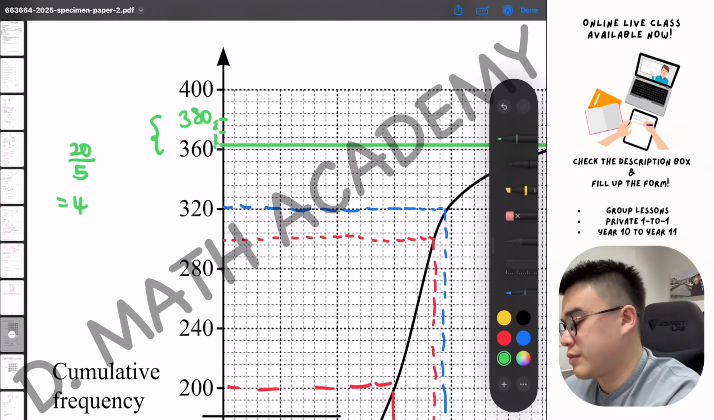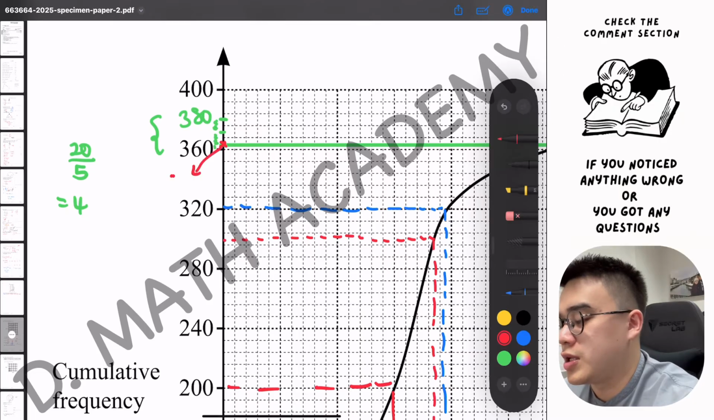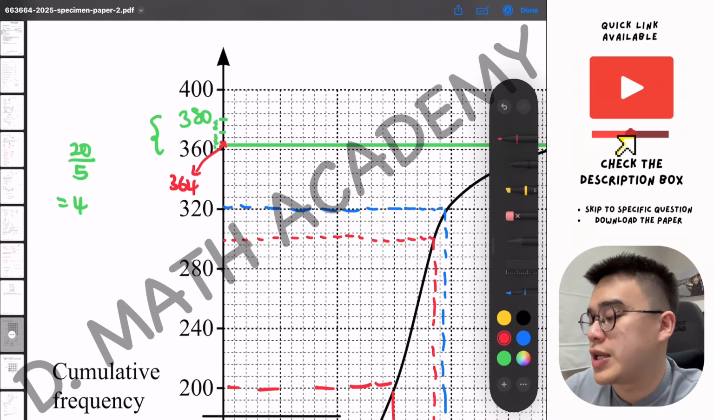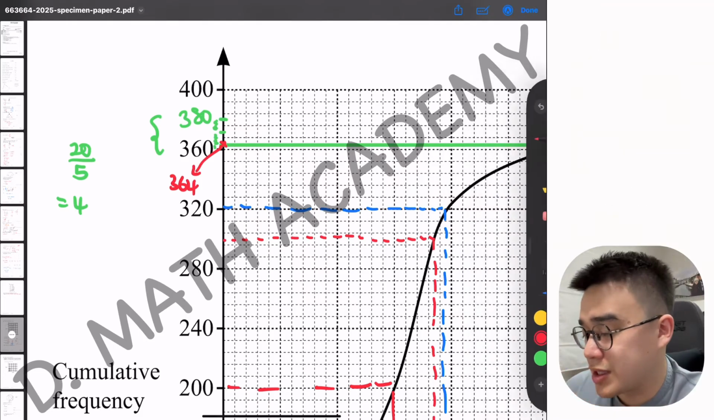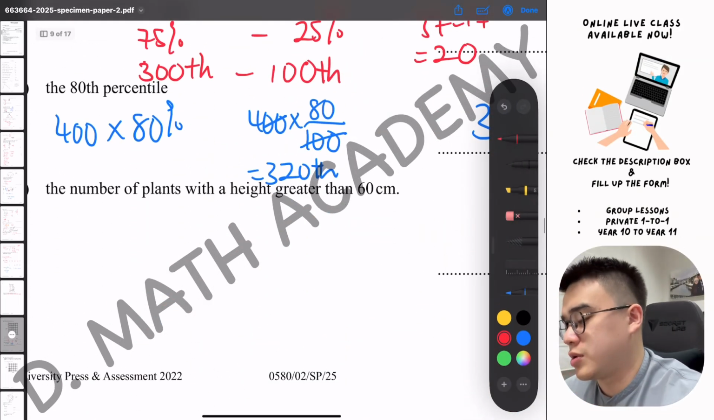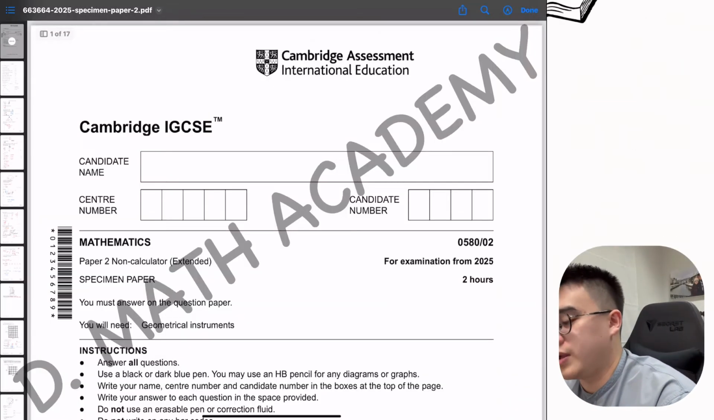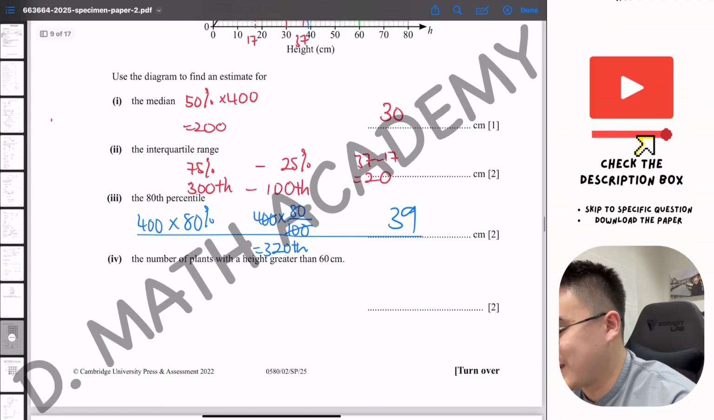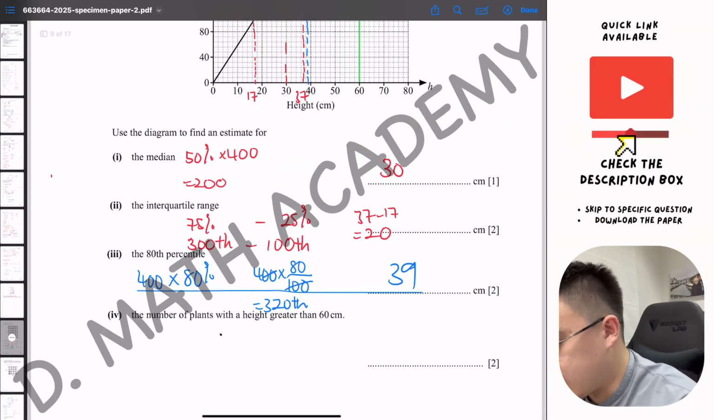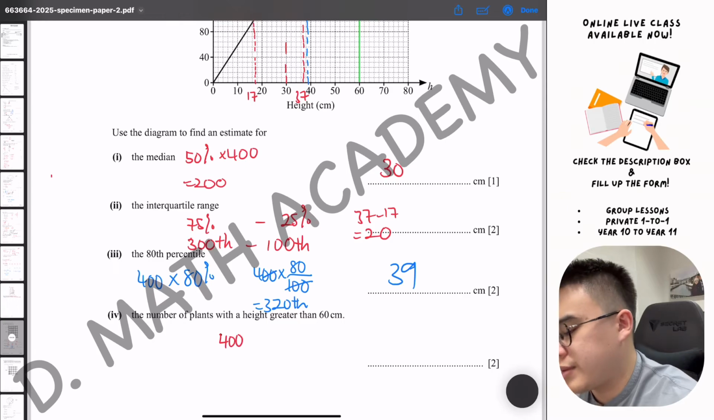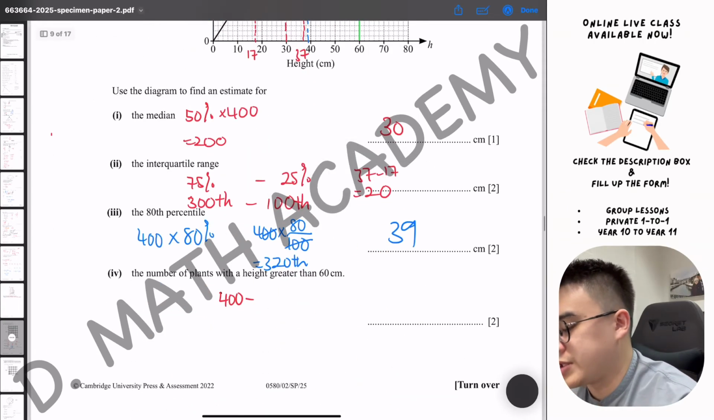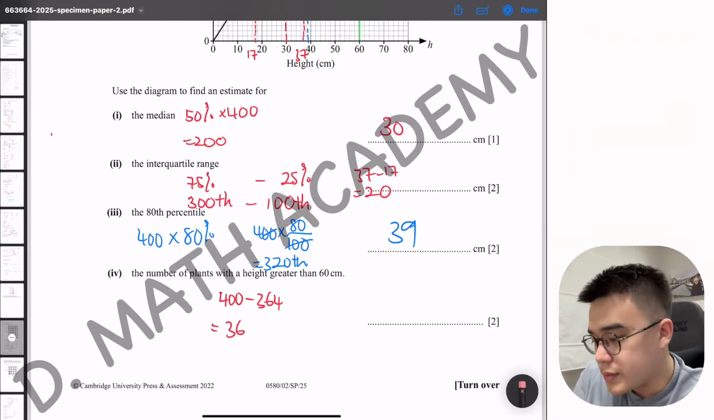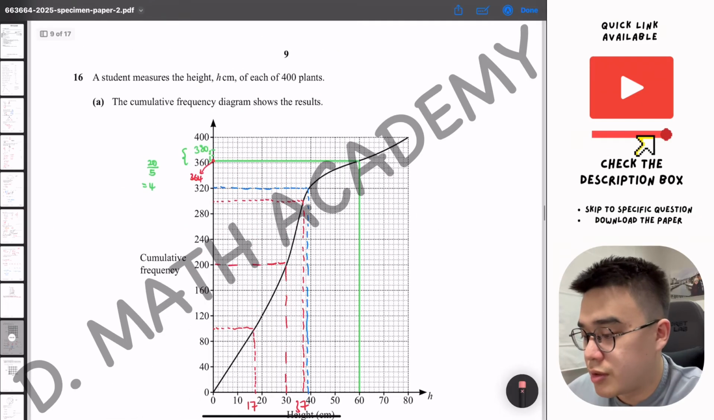So this particular answer here is 364. The difference between 364 and 400 is actually 36. So the number of plants that have greater height will be, okay, technical difficulty here. There's a glitch. So the answer is actually 400 minus 364. You will get your final answer as 36. So this is the final answer for question 4.